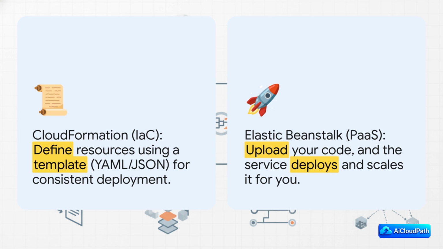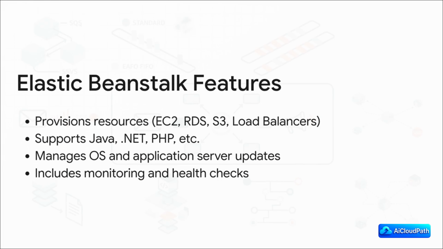Then you have Elastic Beanstalk, which is a platform as a service. With this one, you just upload your code, and it handles literally everything else for you. And when I say everything else, I mean everything. Elastic Beanstalk will provision your EC2 instances, your databases, your load balancers, the whole platform. It supports a ton of languages, it handles patching the operating system for you, and it even gives you monitoring right out of the box. It's the ultimate hands-off approach to deployment.